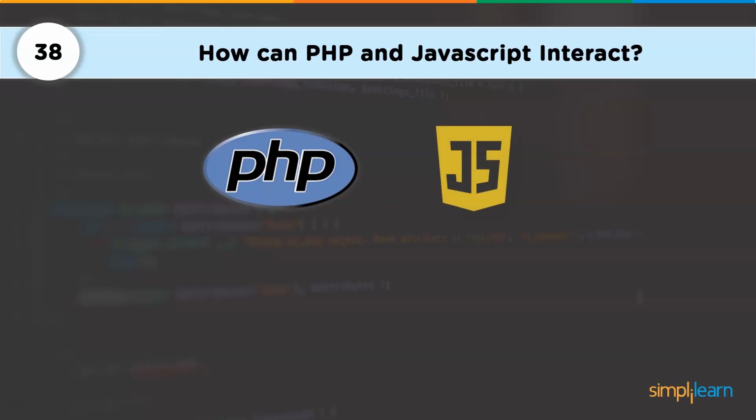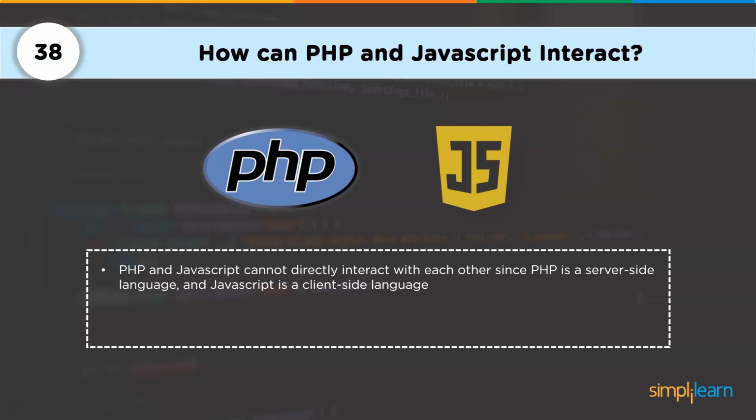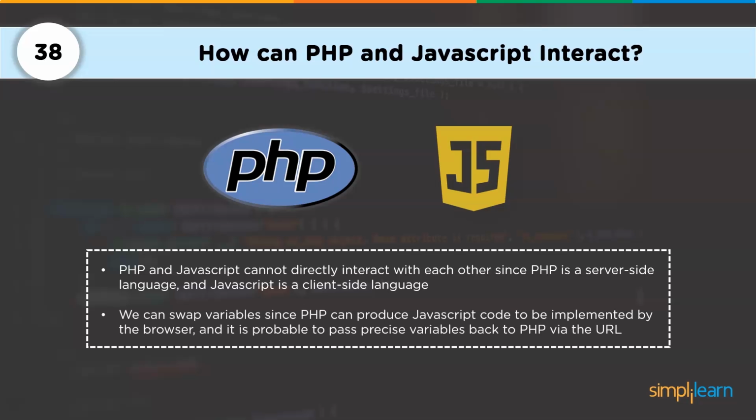Next is how can PHP and JavaScript interact. Now PHP and JavaScript cannot directly interact with each other since PHP is a server-side scripting language while JavaScript is a client-side language. But there is a way that these two wonderful languages can interact with each other. So we can swap variables since PHP can produce JavaScript code to be implemented by the browser. So yes, you can produce JavaScript code from PHP which can then be implemented by a browser, and then it is possible to pass those precise variables back to PHP via a URL.